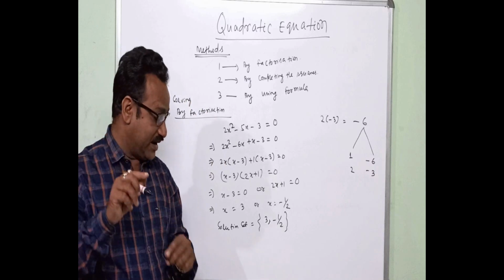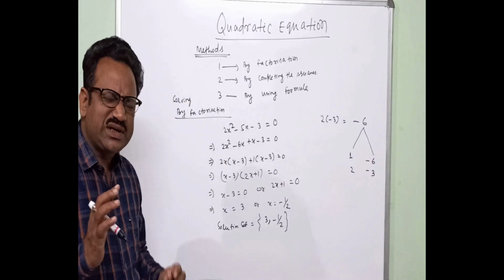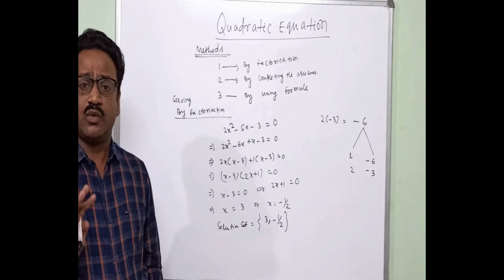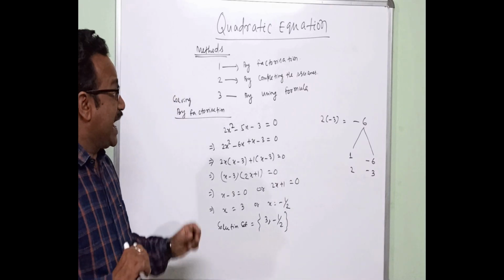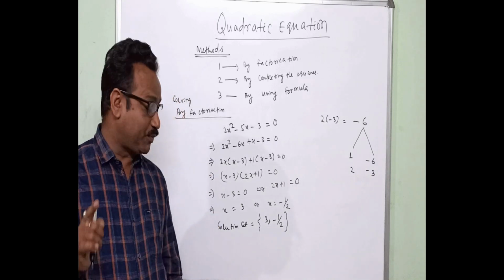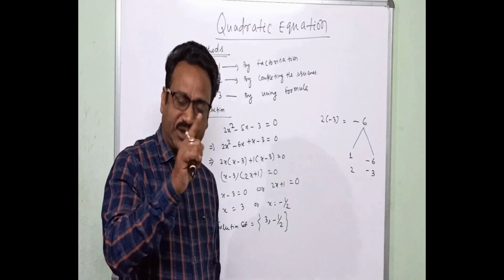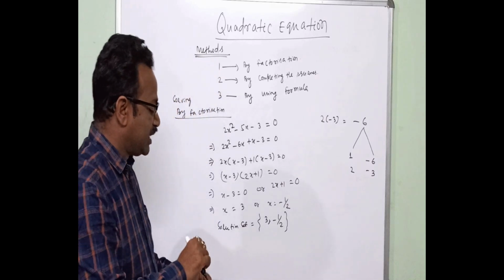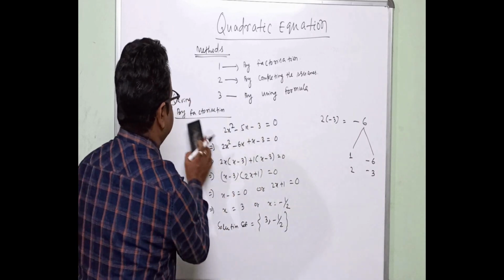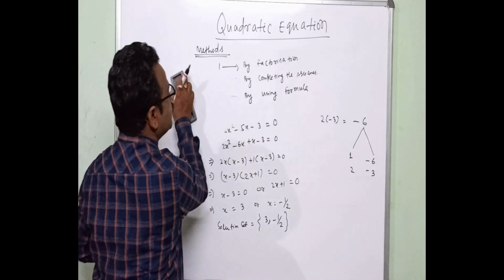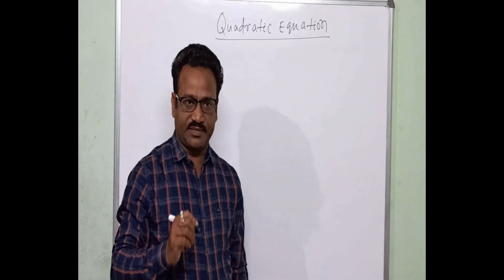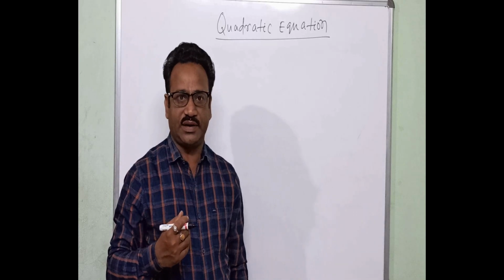Now, another thing is there. Suppose the question is not given in the form of a quadratic equation, ax² + bx + c. It should be reducible to the quadratic form, that means the x² + bx + c form. Let us see how to do that in that type of question. We will discuss a question which is reducible to a quadratic equation.